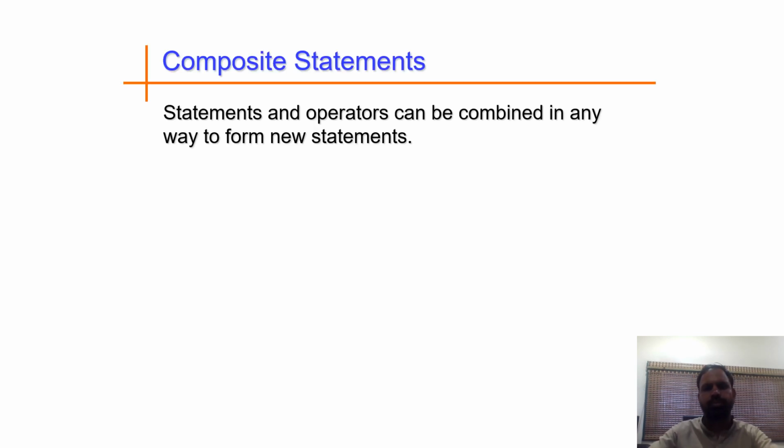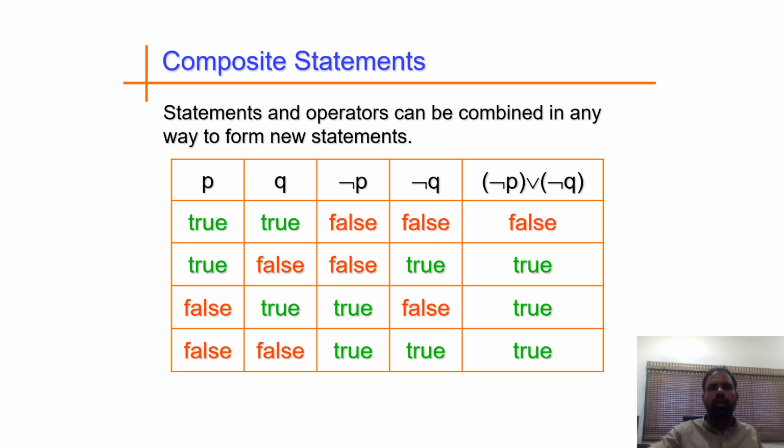Composite statements: operators that can be combined in any way to form new statements. These statements will be used in the next slides. These are the values of P, these are the values for Q, and these are the values for negation P and negation Q.